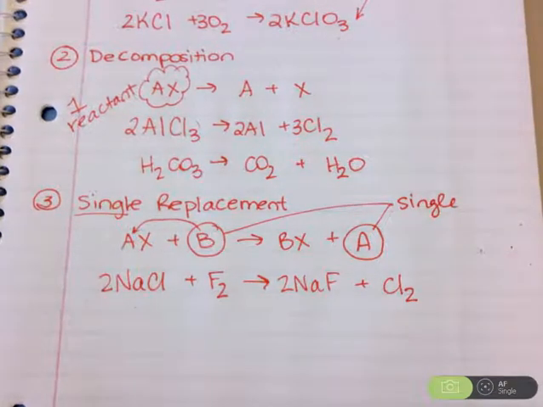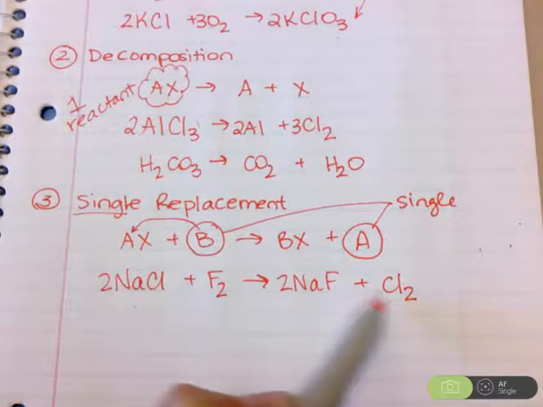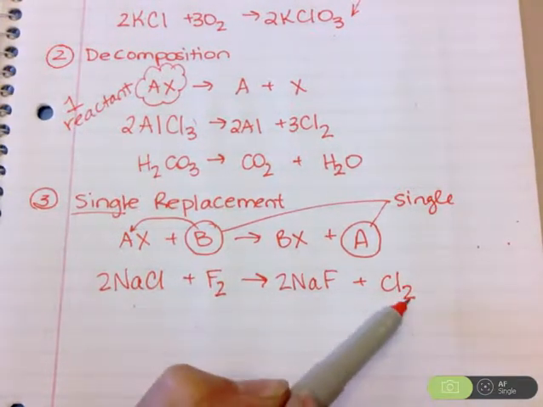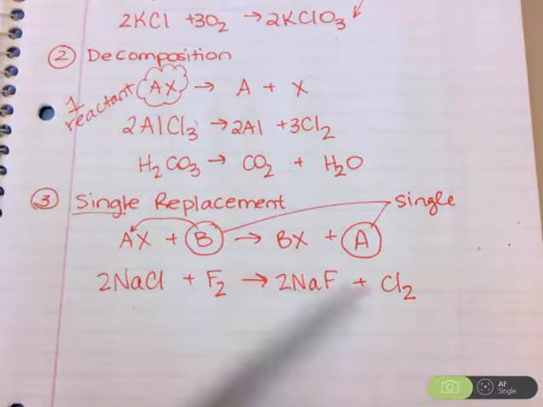I can identify this as a single replacement because fluorine is alone and chlorine is alone. Yes, they are diatomic, however, these are elemental states, and so we have the elements that are single on both sides. That identifies this as a single replacement reaction.